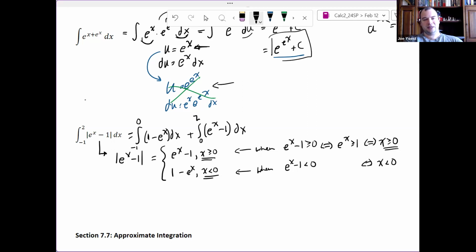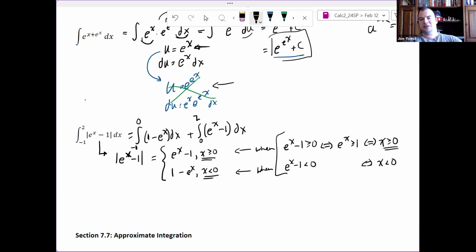So absolute e to the x minus 1, I've shown the details over here, but this is just e to the x minus 1 for x bigger than or equal to 0. And it's negative of that, 1 minus e to the x, for x less than 0. I can break this into two definite integrals.